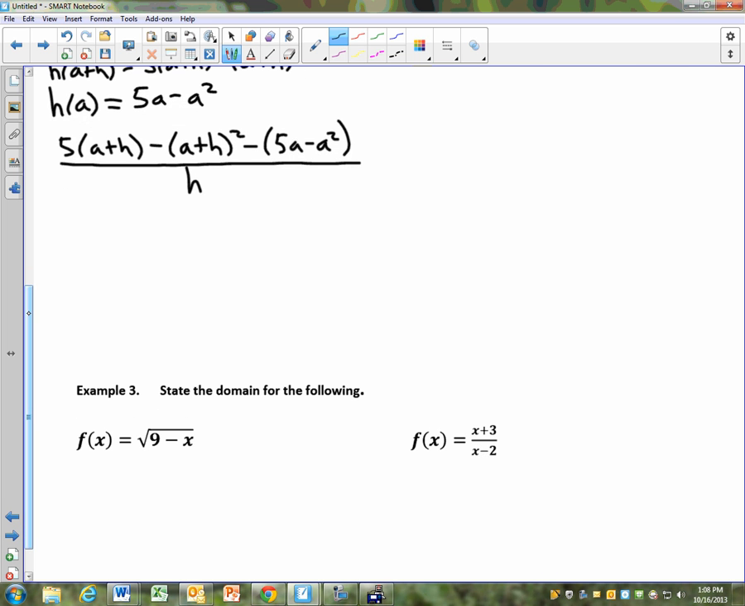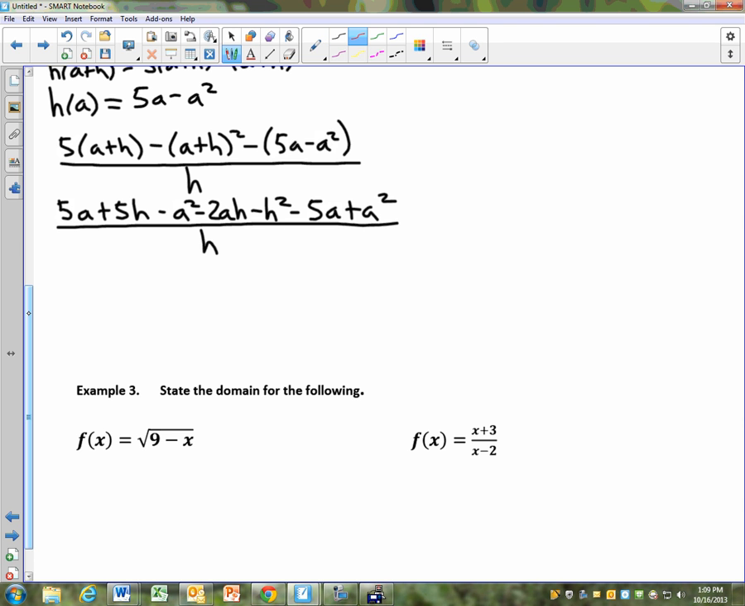Okay? So now we're going to do what Sydney said, which is distribute 5a plus 5h. Oh, now I got to distribute the negative, don't I? So let's square it first, and then we'll distribute. If you square it, you get negative a squared. In the middle, you get 2ah, so we'll minus 2ah. And at the end, you get h squared, so we'll minus h squared. Now I have to distribute my negative, minus 5a plus a squared, all over h.